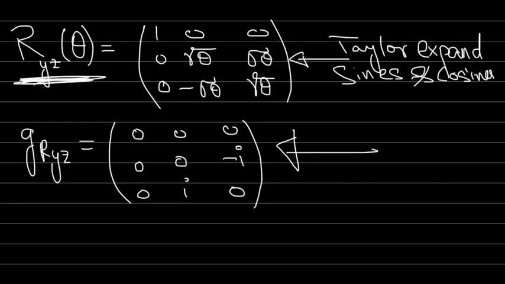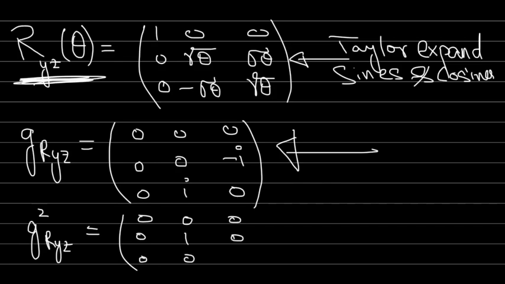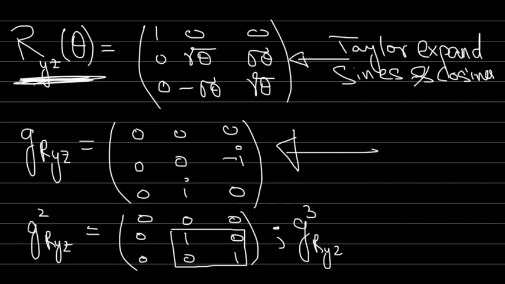Now, let's see its properties very quickly. If you square this matrix G_RYZ, what you get is simply 0, 0, 0, 0, 0, 1, 0, 0, 1. So you notice that this forms an identity on the subspace, right? And another one: if you go ahead and cube this, G_RYZ cube simply returns you back your G_RYZ, right?